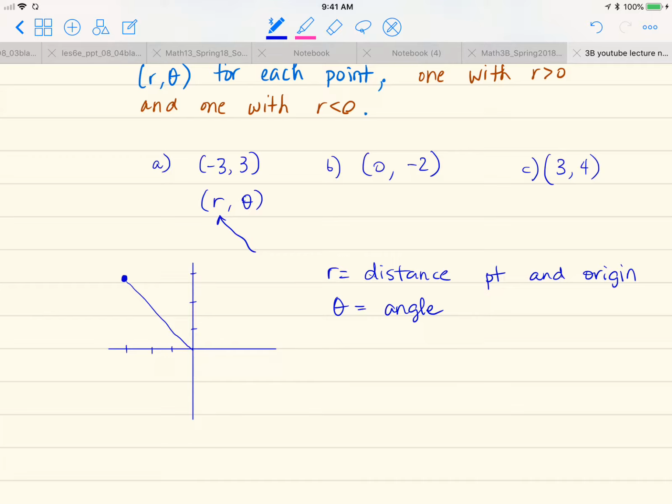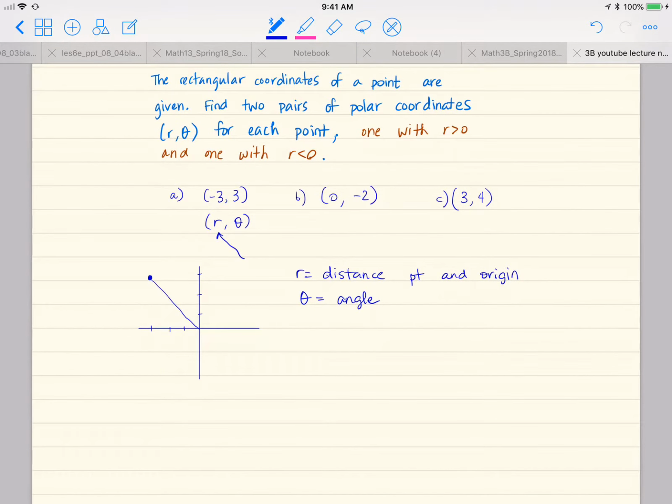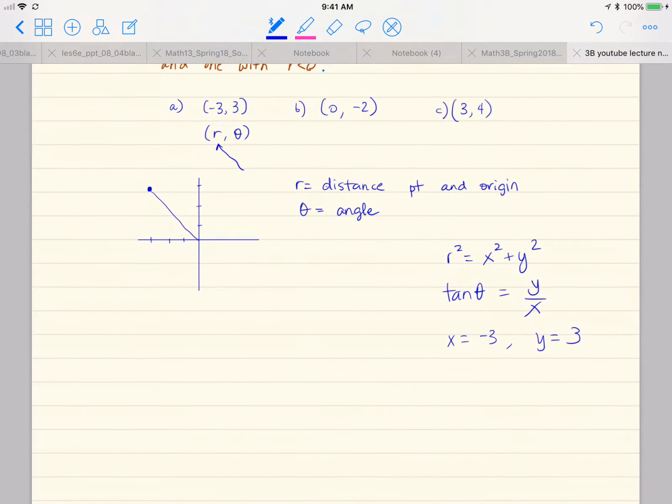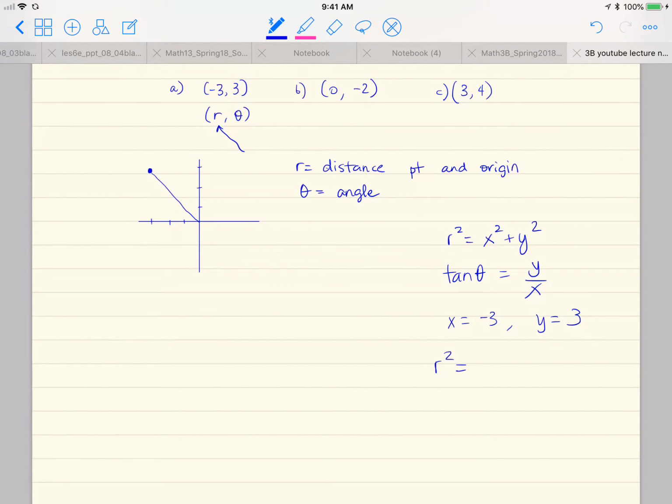Well, first let me just say one thing, which is we could use our relations as from before, which is r squared equals x squared plus y squared, and tangent of theta is equal to y over x. Okay, and so now we would say we know x is equal to -3 and y is equal to 3. So r squared must be 9 plus, what is 3 squared? 9, which is 18. So r is equal to plus or minus square root of 18.